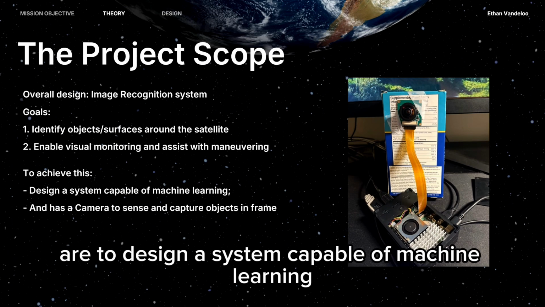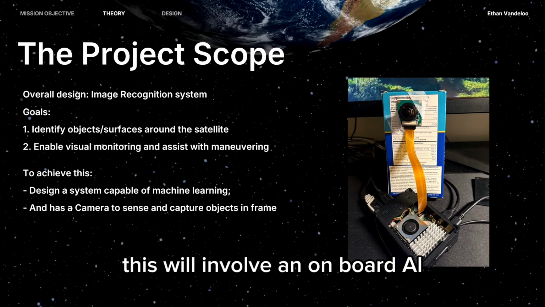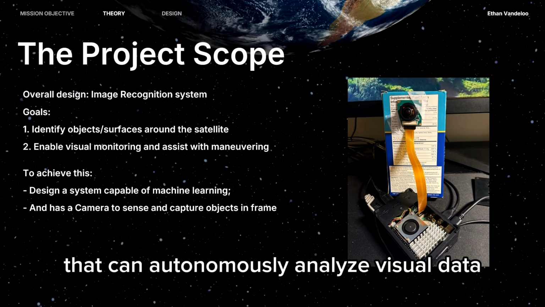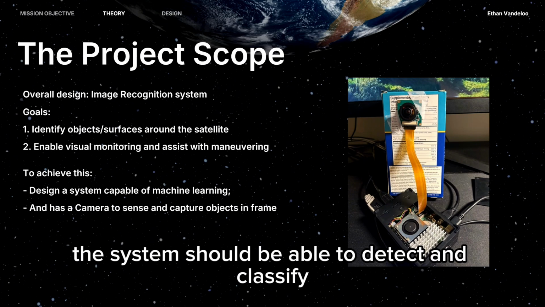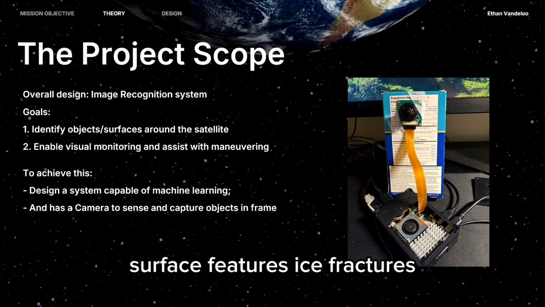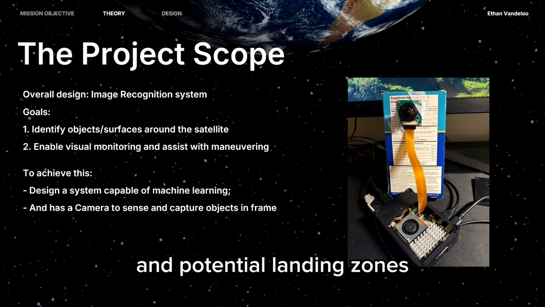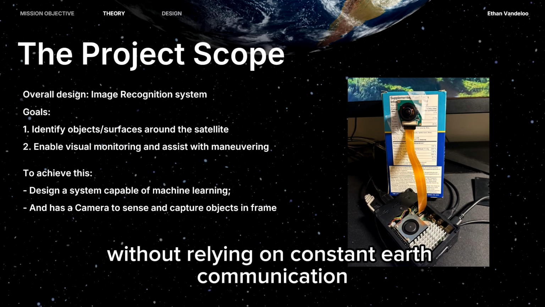My goals are to design a system capable of machine learning. This will involve an onboard AI that can autonomously analyze visual data and adapt to Europa's environment. In turn, the system should be able to detect and classify surface features, ice fractures, and potential landing zones without relying on constant Earth communication.